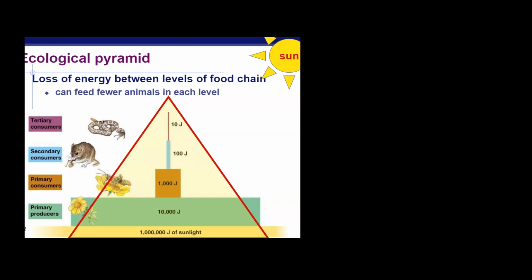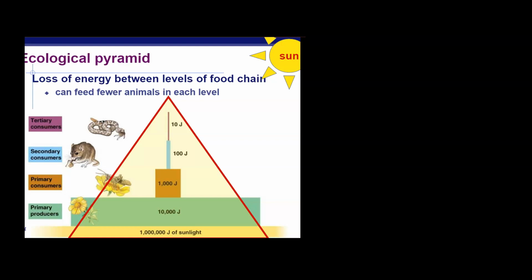Now we start to see that rule of 10%. So as you move up to the primary consumers who are eating the plants, we only end up with 1% of that energy now being stored in the primary consumers.